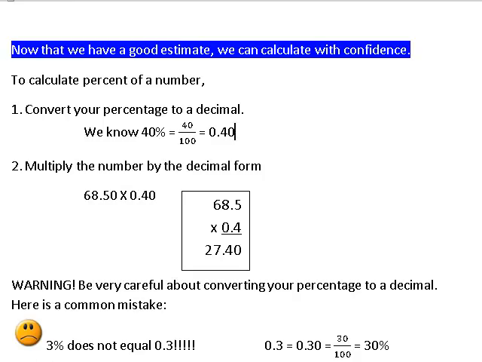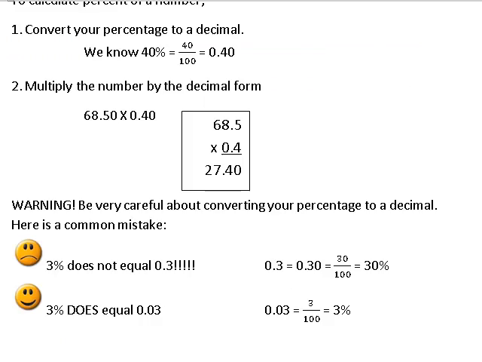Always be careful about converting your percentage to a decimal. Okay? Here's a common mistake. 3% does not equal 0.3. Look at that. 0.3 is equal to 0.30, is it not? And that's equal to 30 hundredths. And 30 per 100, or 30%, is very different from 3%. 3% does equal 0.03, because 0.03 is 3 hundredths, and that's 3%. You have to be very careful with this. You'll be off by a huge amount if you are not. Okay, that's it. It's pretty simple.